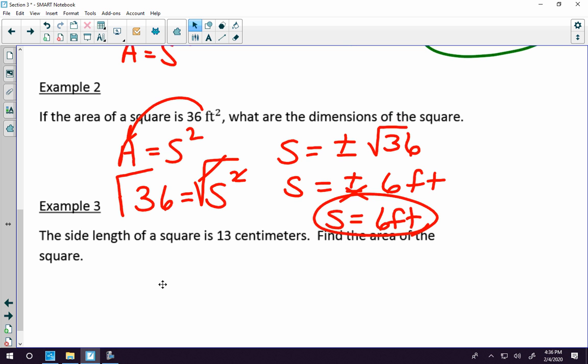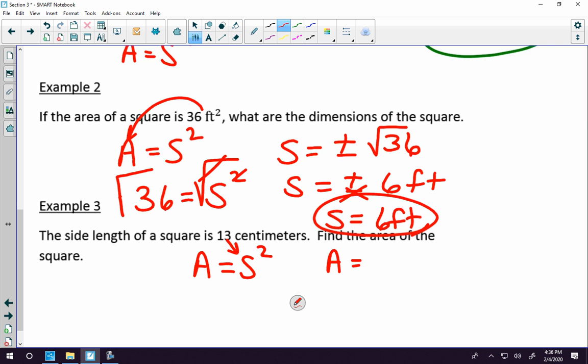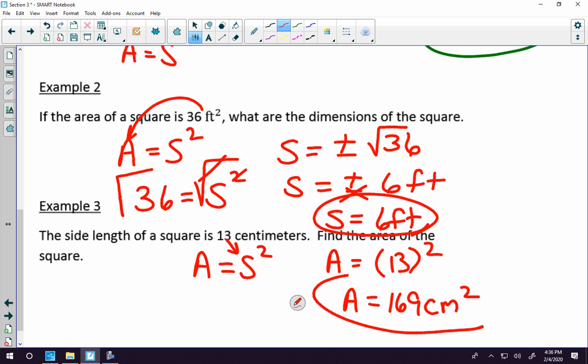Okay. Example 3 says the side length of a square. So we're given the side length is 13 centimeters. Find the area. So again, we know it's a square, so we're using this area formula. We're given the side length, so we're going to substitute in properly. So the space inside of this square is going to be 13 squared, which is 169 square centimeters.